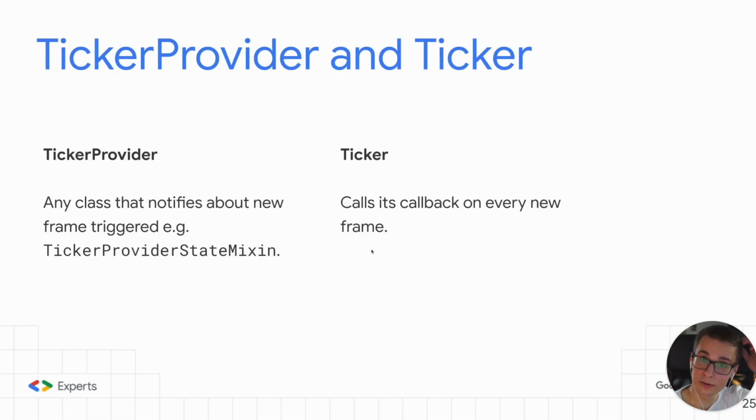So just to quickly recap, a ticker provider is a thing that will let you know when a new frame gets built, and out of that you can create a ticker, and the ticker will have a callback, and this callback will be called every time a new frame is built, rendered by Flutter.